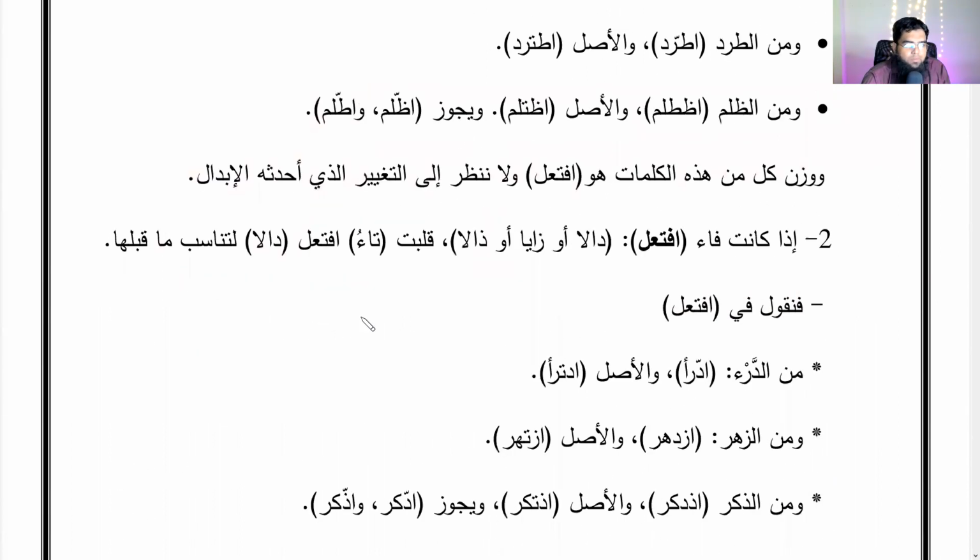The second position is: if the fa of ifta'ala is dal, zai, and dal. Is what? Dal, dal, and zal. Zai and dal. The ta of ifta'ala is changed to a dal to suit what comes before it. So the ta will be changed into a dal. Remember, till now we are just changing the harf zaid. That means the ta, which is the additional letter you're adding to the verb. That's what we are changing, right?